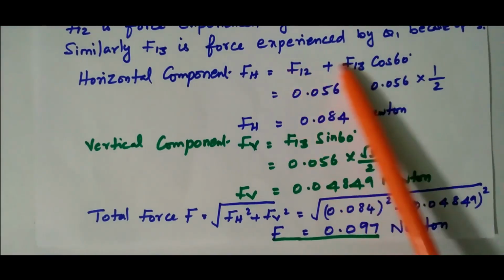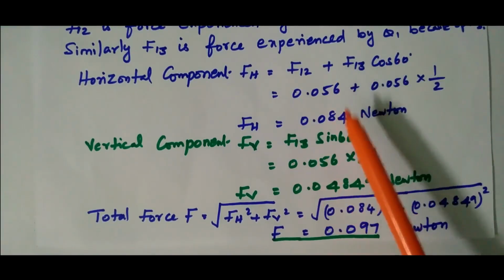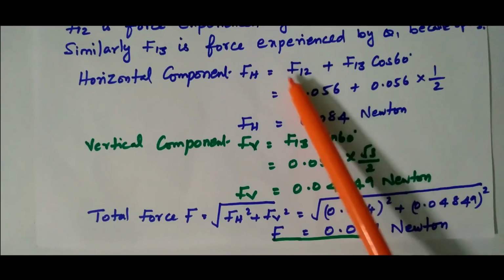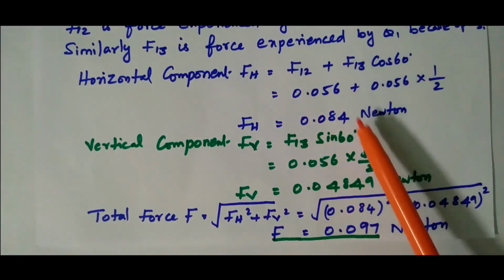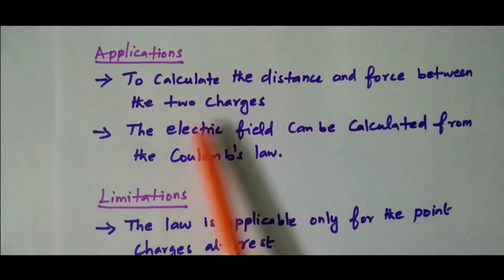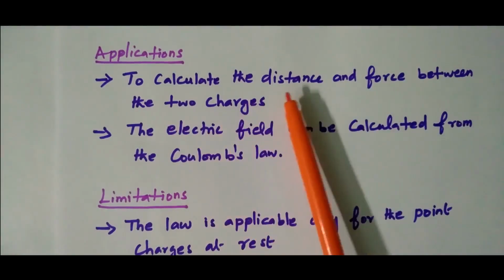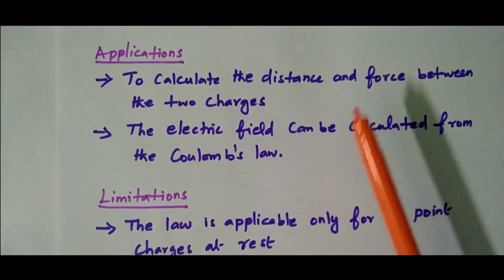So we treat these two as horizontal. This is the vertical. We calculated this force one by one. This force value will be equal, already calculated, 0.056. From this we can calculate the total force, 0.097 Newton. The distance and force between the charges, we can easily calculate what is the distance between the charges and what is the force between the charges.